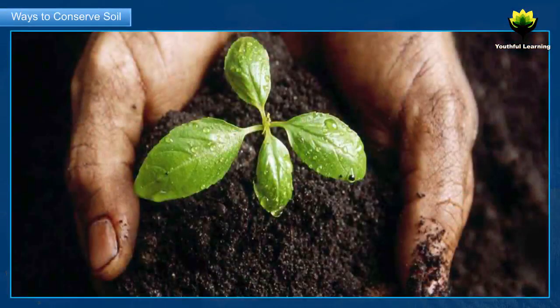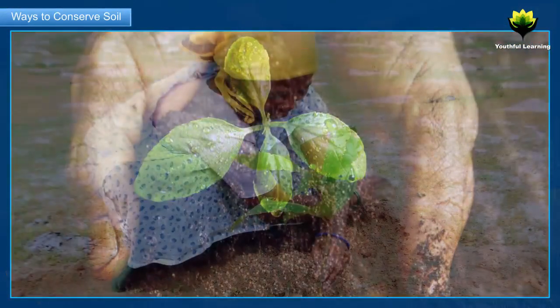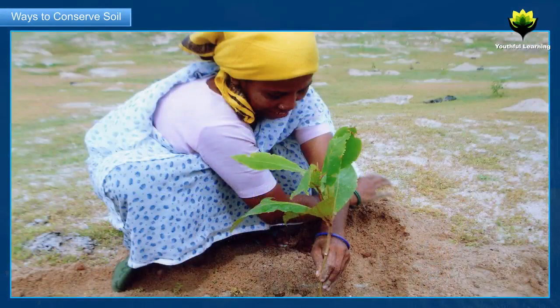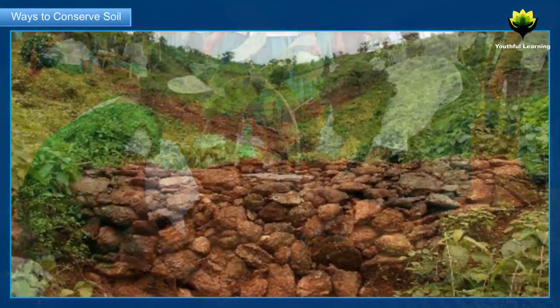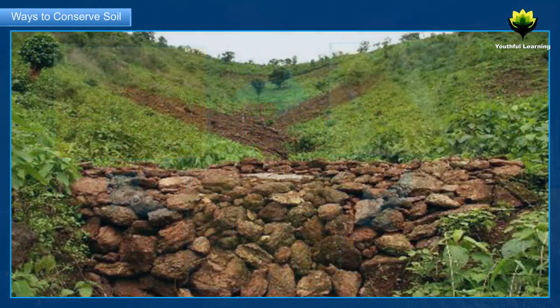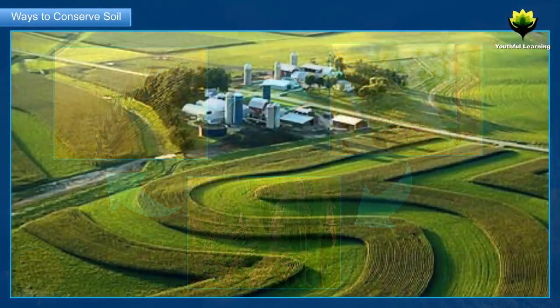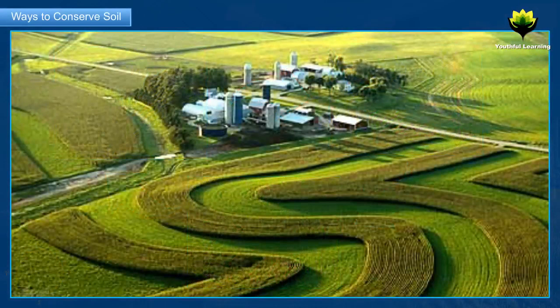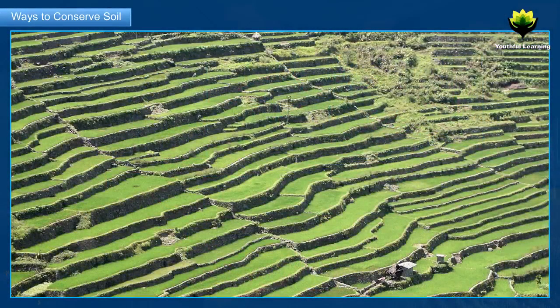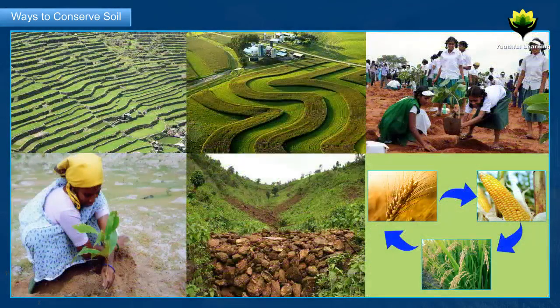Ways to conserve soil. Planting of trees or afforestation, plugging of gullies, crop rotation, using contour cultivation and terrace farming in sloping land are some of the recommended measures for reducing the rate of soil erosion. All these techniques slow down water runoff, allowing water to seep in the ground and reduce chances of soil being washed away.